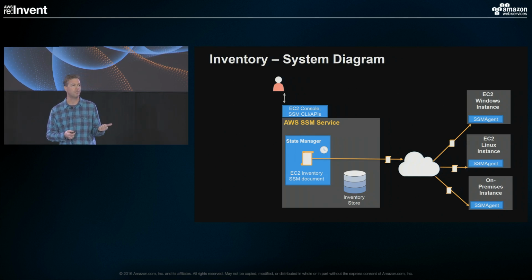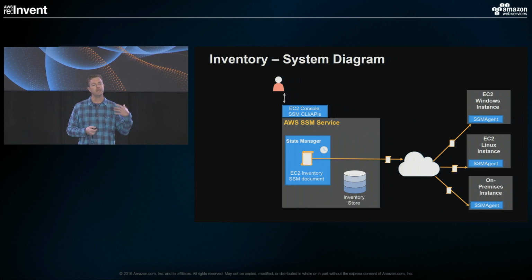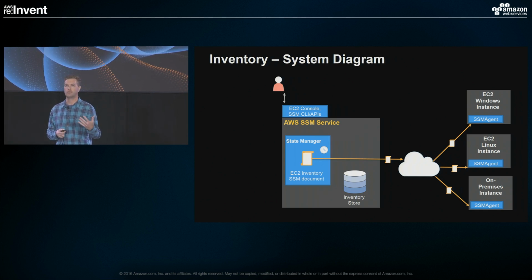Do we want network information? Do we want application information? Do we want to know information about AWS components, et cetera? And then that document is actually sent out through what's called an association.